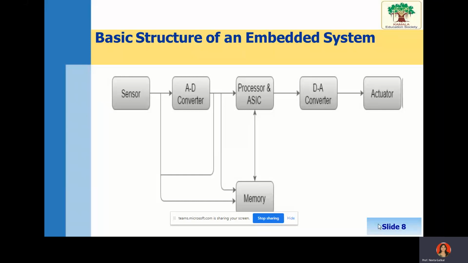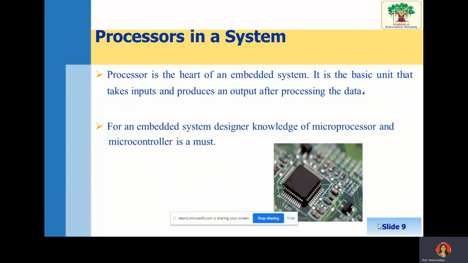Now we move forward to the details about the processor or controller in a system. The first is the processor in a system. The processor is the heart of an embedded system. It is a basic unit that takes input and produces an output after processing the data. For an embedded system designer, knowledge of microprocessors and microcontrollers is a must. We'll see in detail about the processor and microcontroller also. But the processor is the heart of any embedded system.